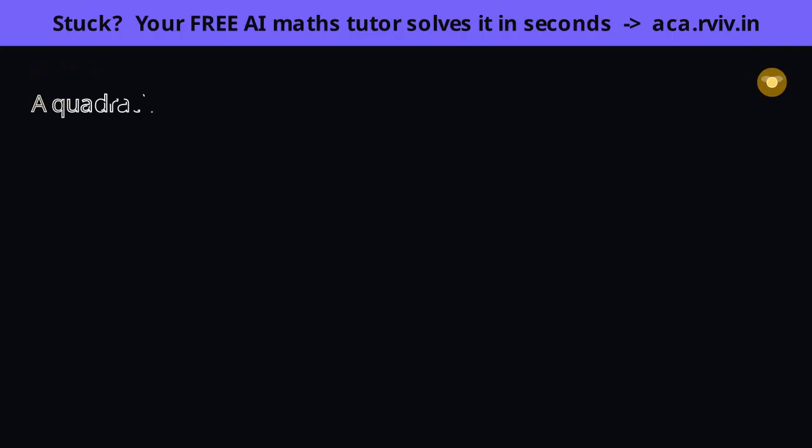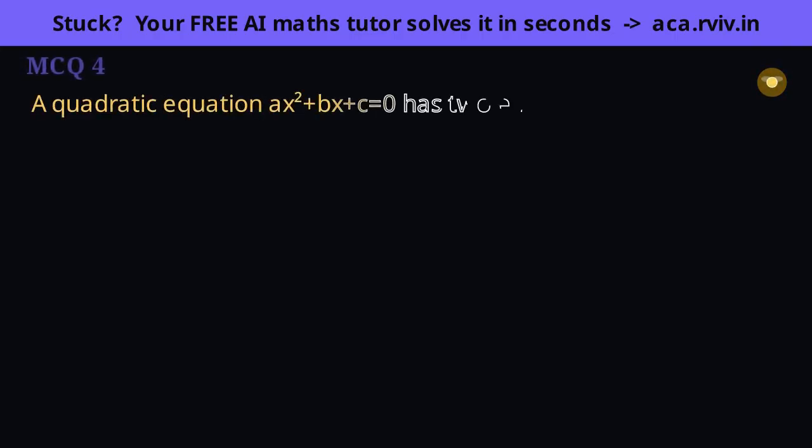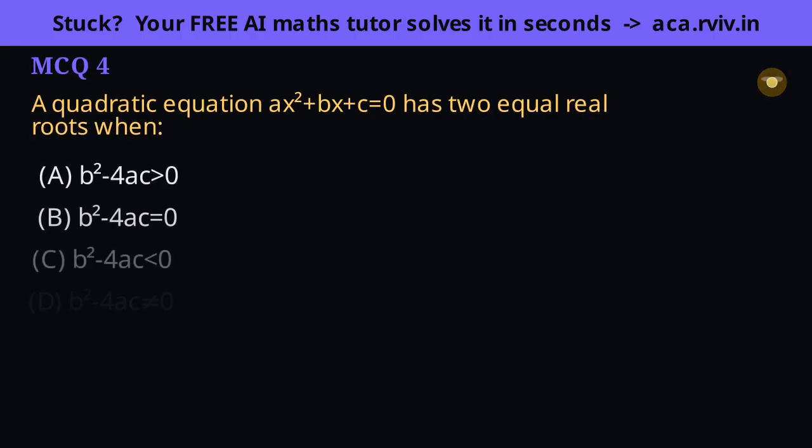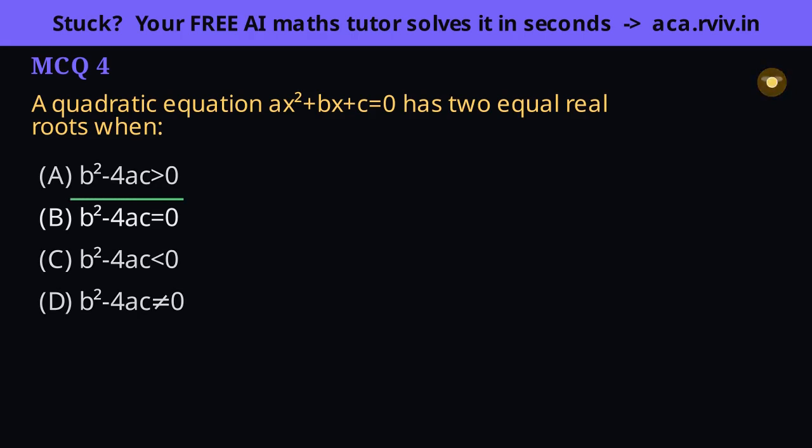Think back to the parabola. Equal roots is the case where it just touches the axis, and that's exactly the zero discriminant condition. Consider the four options. Two equal roots occur precisely when b squared minus 4ac equals 0, option B. Because the root of 0 is 0, so the plus and minus branches of the formula collapse into one value.